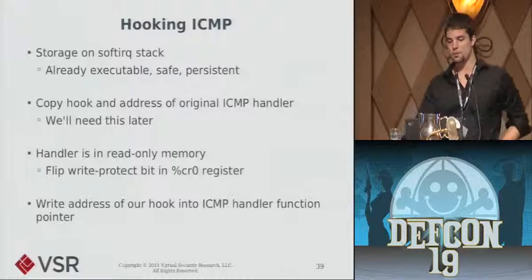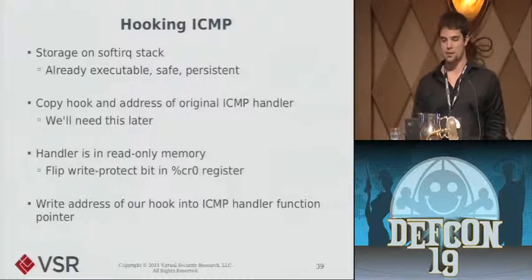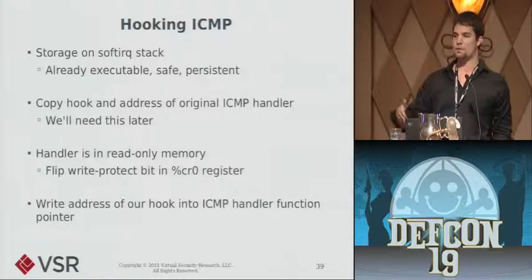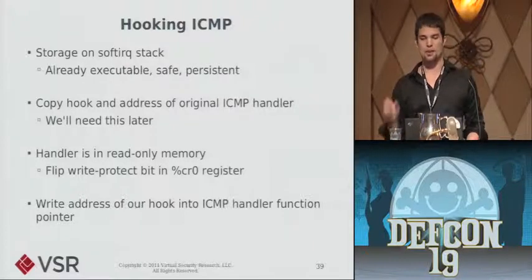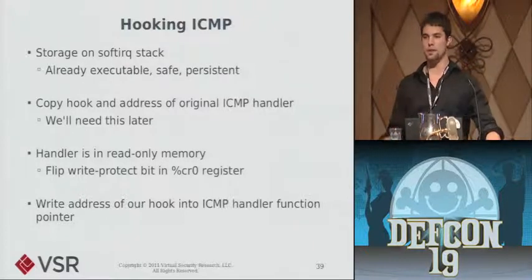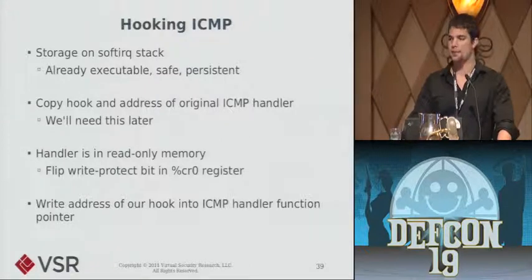So what we do is we copy our hook, and we'll explain what that does in the second part when I describe the backdoor. But for now, it's just some code that we want to run into the soft_IRQ stack just for safekeeping. And then we want to actually install a hook so that execution will be redirected to it. First, we notice that the handler that I want to overwrite is in read-only memory, which is sort of a pain. x86 has a nice little way out for this.